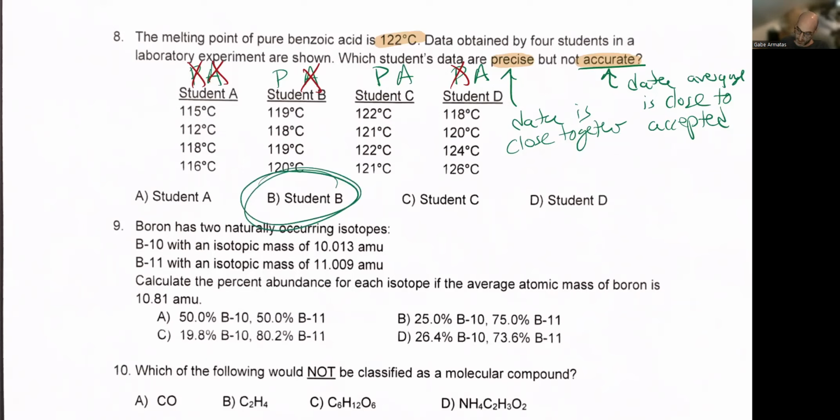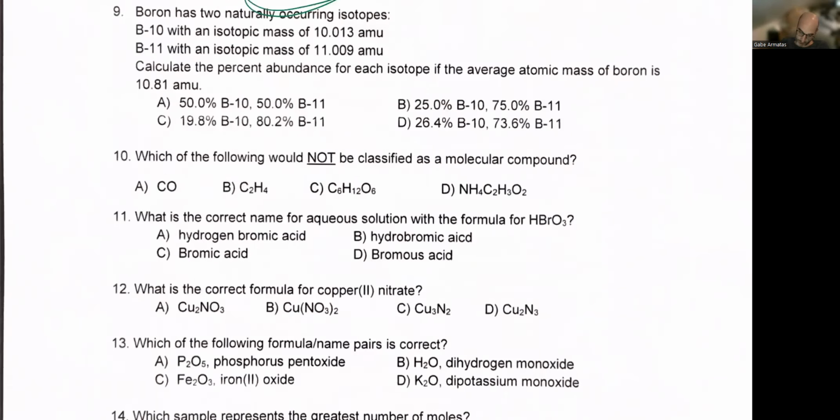Student B, the average value is not close to 122, although it's 119 it looks like, but it is very precise because all the values are pretty close to one another. So in this case, student B, precision, all the data is clumped close together. And then accurate means that your average is close to what the true value is, which we know is 122. All right, moving on.